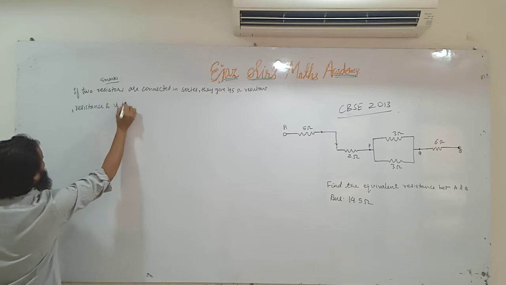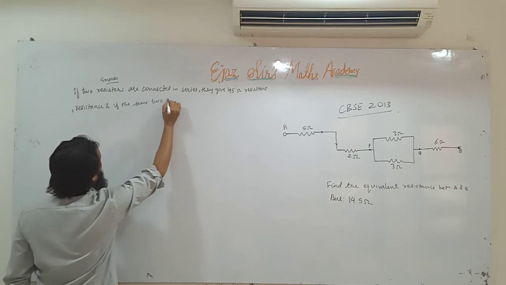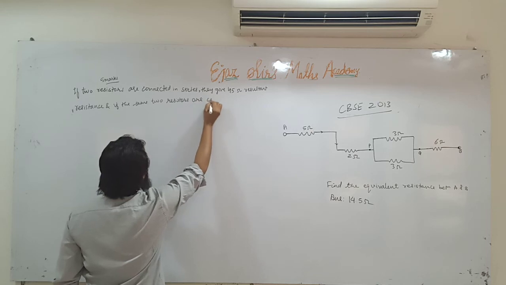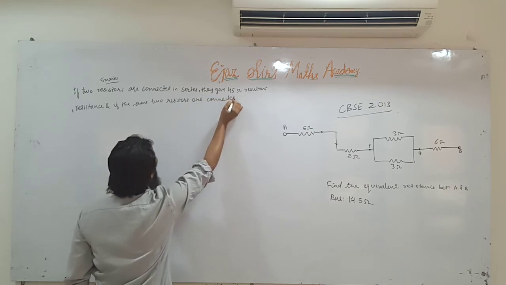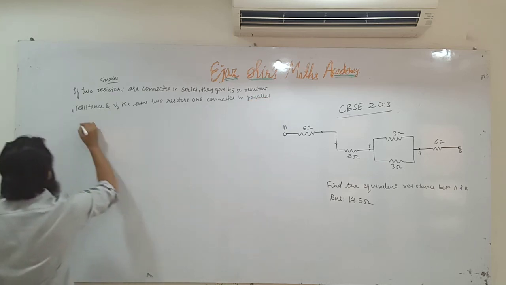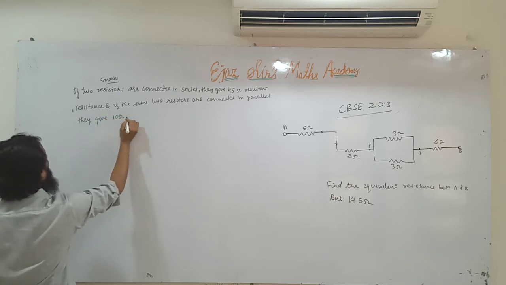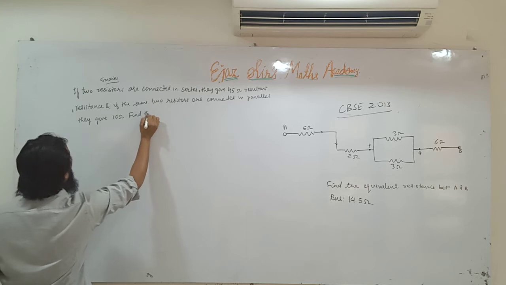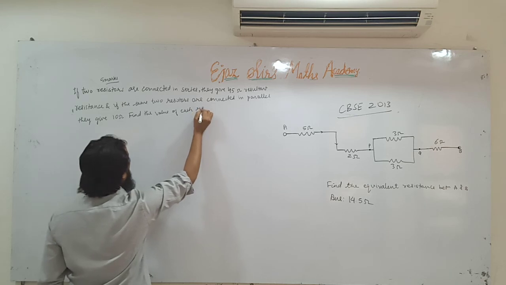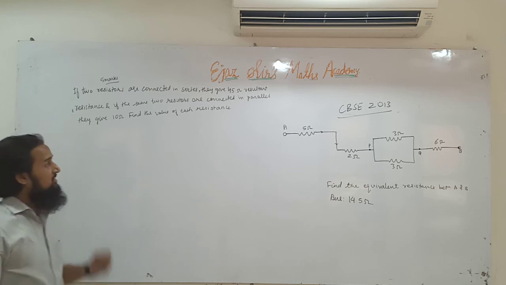And if the same two resistors are connected in parallel, they give 10 ohm. Find the value of each resistor. Find the value of each resistance.